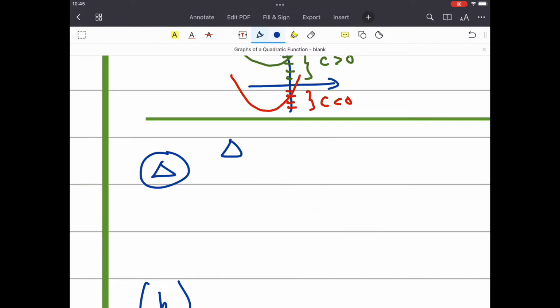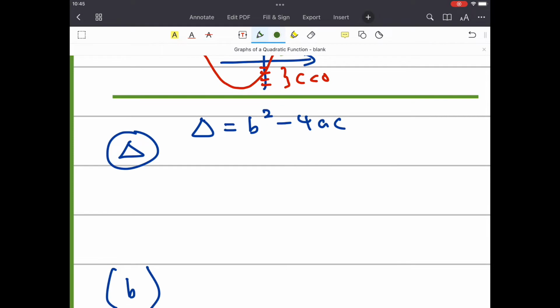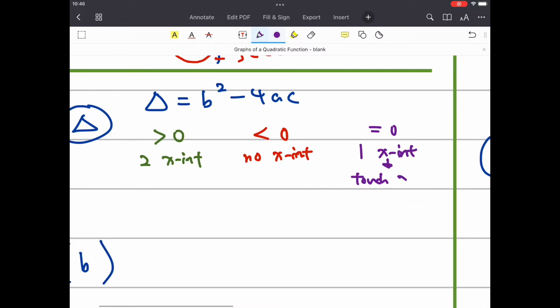For this simple discriminant, delta equals b squared minus 4ac, it talks about the nature of roots. When delta is greater than 0, the curve cuts the x-axis twice. There are two x-intercepts. While when delta is smaller than 0, there's no x-intercept. When it is equal to 0, it only has one intercept, or you usually see that it will touch the x-axis.